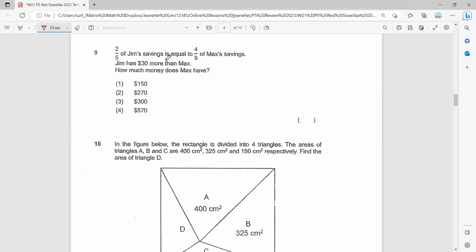Question 9. This is equivalent proportion. 2/5 of James' savings is equal to 4/9 of Max's savings. Jim has $30 more than Max. How much money does Max have? Equivalent proportion means a fraction of something equals a fraction of something. Now, they said that this 2/5 of J is equal to 4/9 of M.